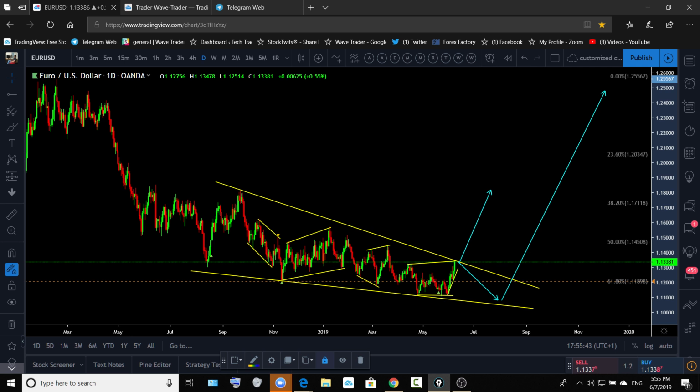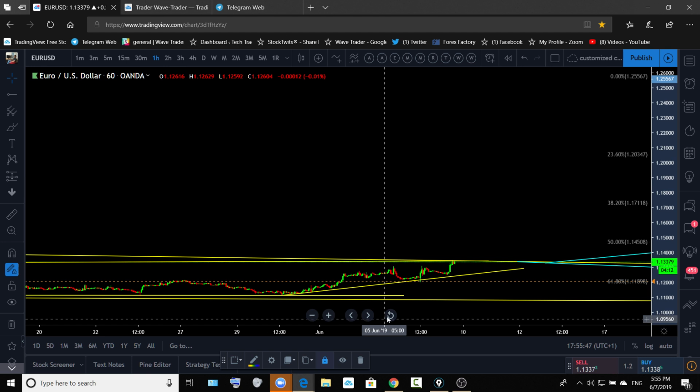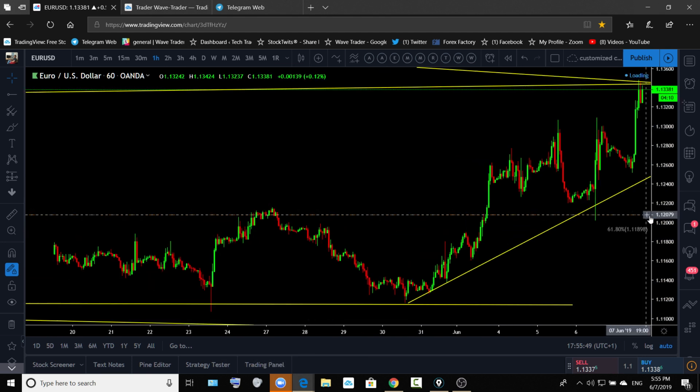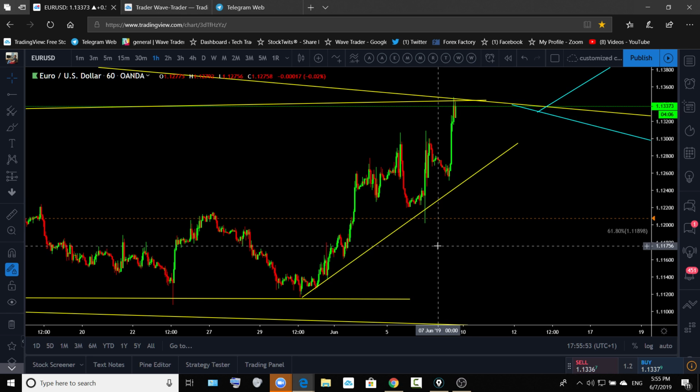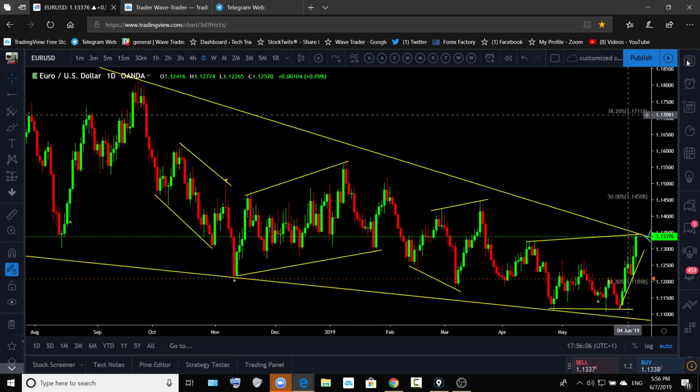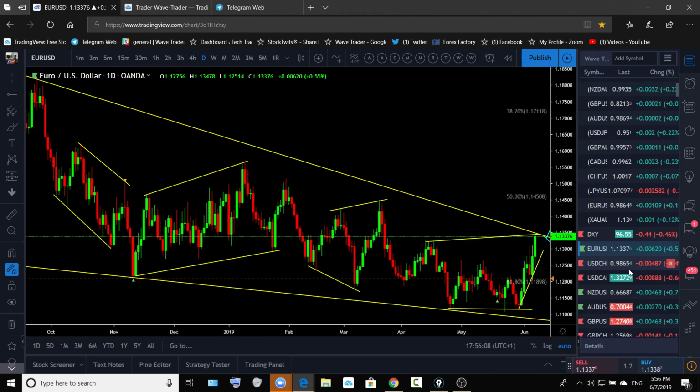All right, so for those who are looking to short or looking to buy on the euro dollar, there is no buy setup at the moment. If you went long on the euro dollar for short term, that's okay. That move was just because of the news event, but the fundamental policy change is not there. Okay, so good luck, guys.